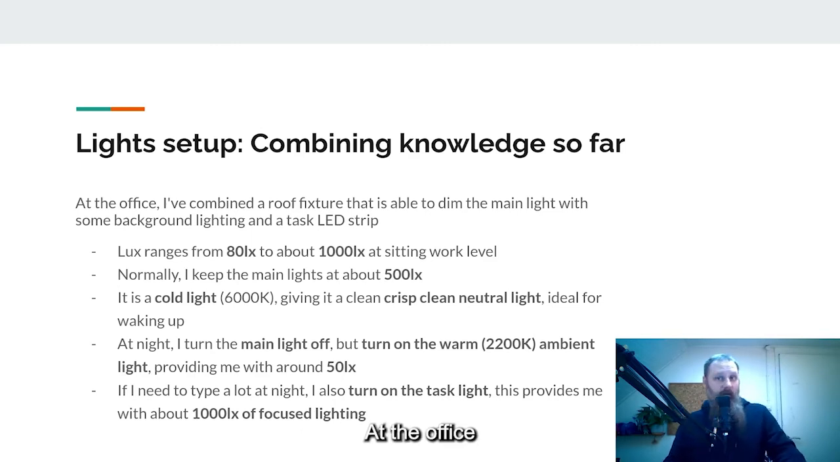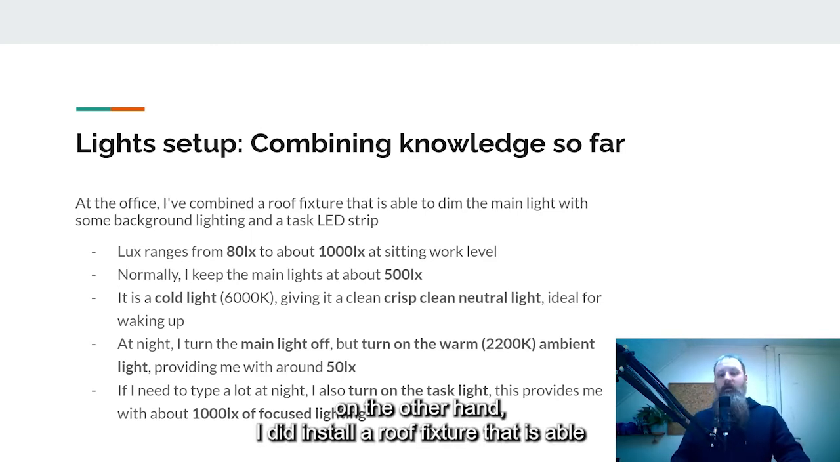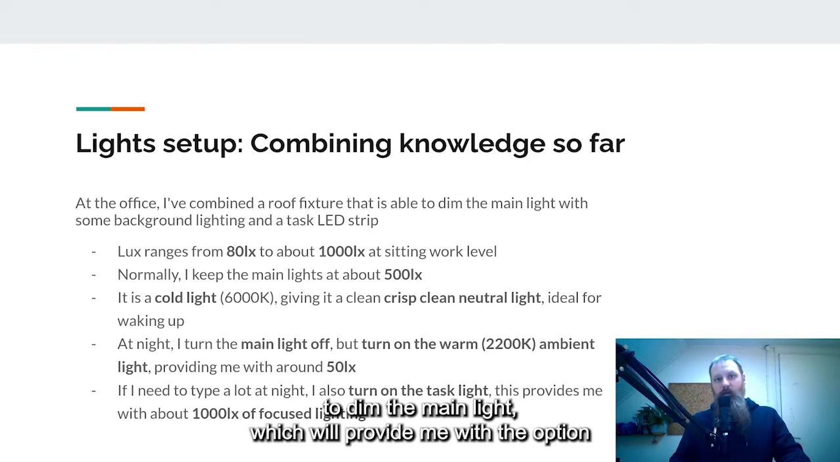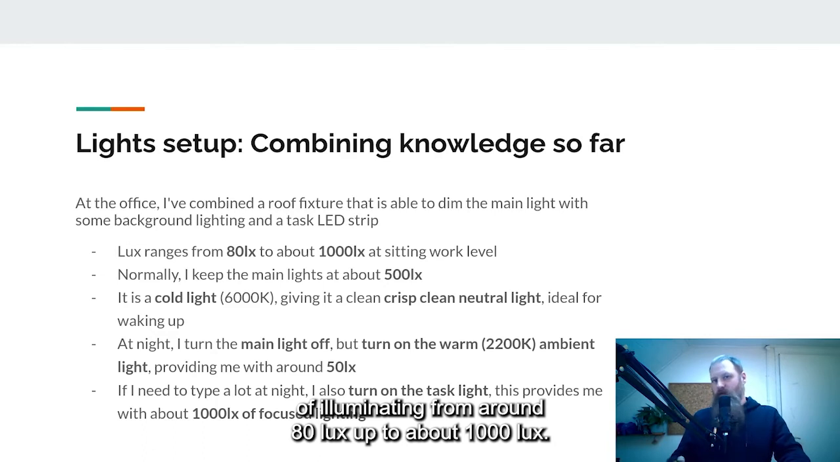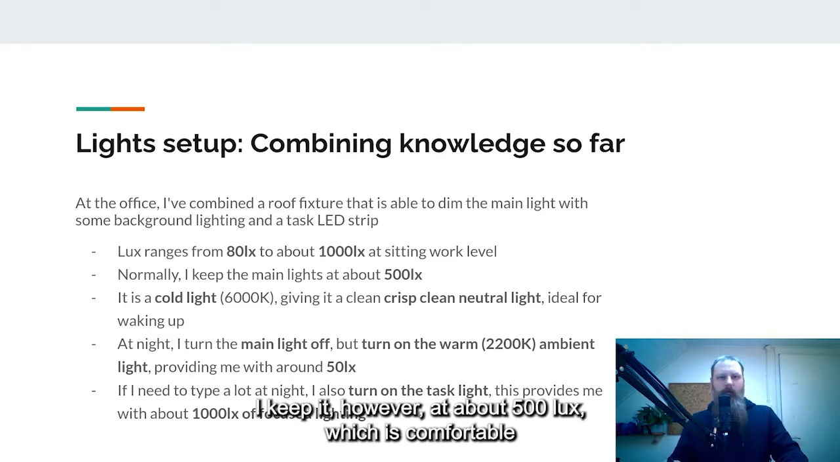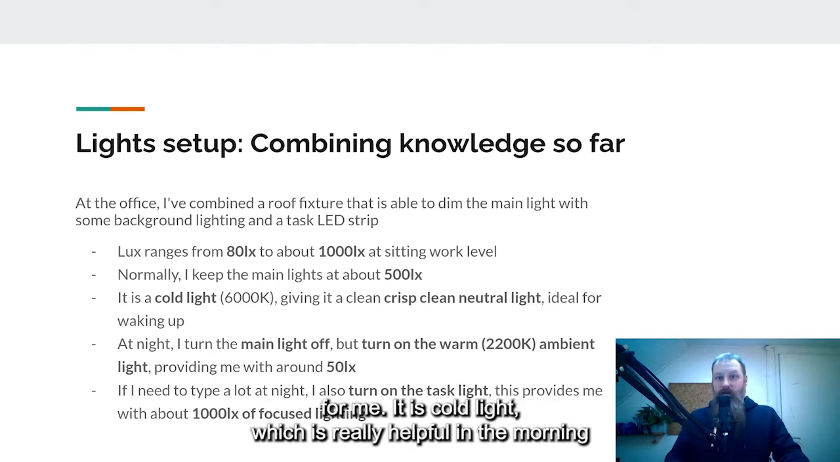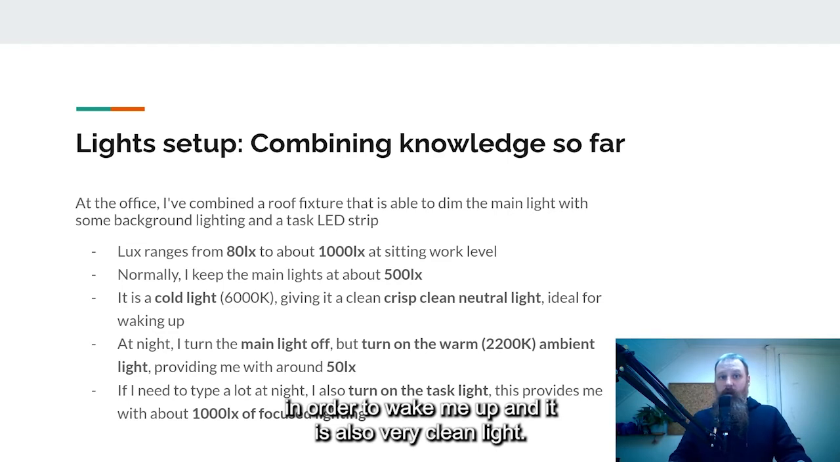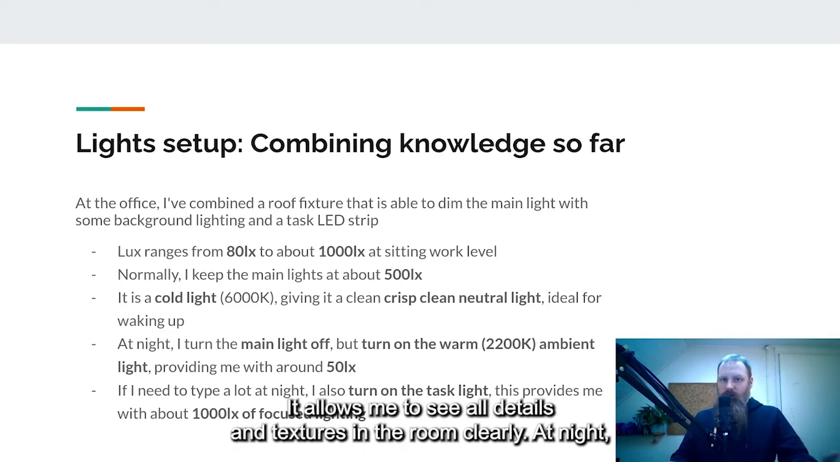At the office, on the other hand, I did install a roof fixture that is able to dim the main light, which will provide me with the option of illuminating from around 80 lux up to about 1000 lux. I keep it, however, at about 500 lux, which is comfortable for me. It is a cold light, which is really helpful in the morning in order to wake me up, and it is also a very clean light.